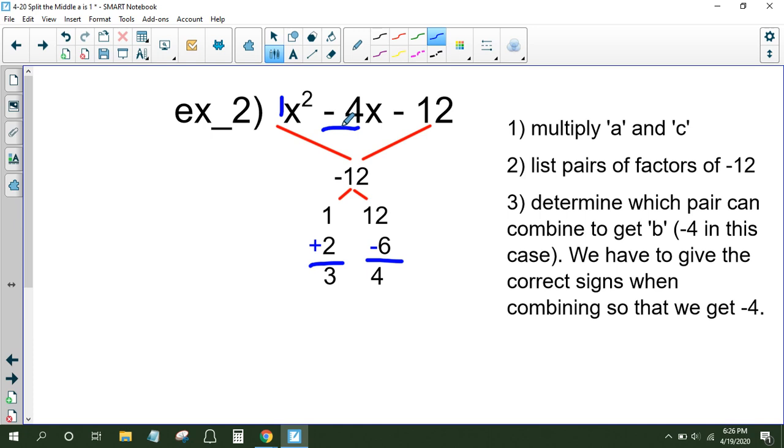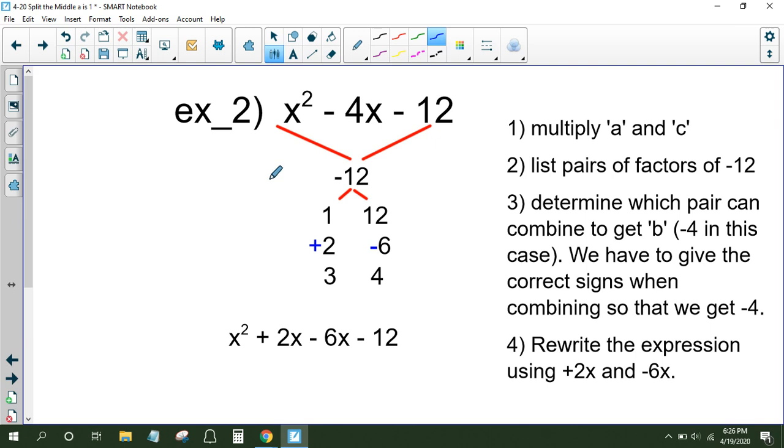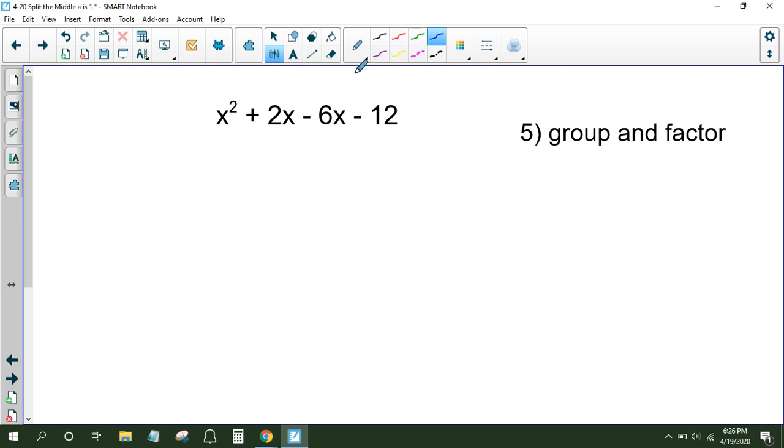Okay, next step. We're going to rewrite our expression using the positive 2 and the negative 6 in that expression. So we're going to have x squared plus 2x minus 6x minus 12. This positive 2x and negative 6x replaced the negative 4x here. All right, so we're in good shape here.